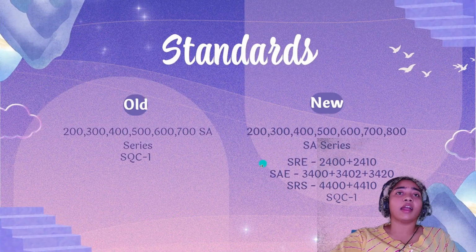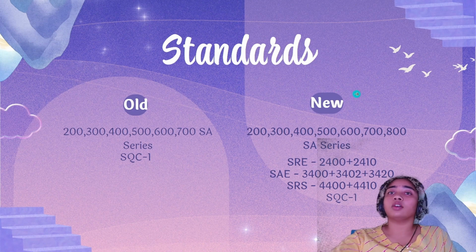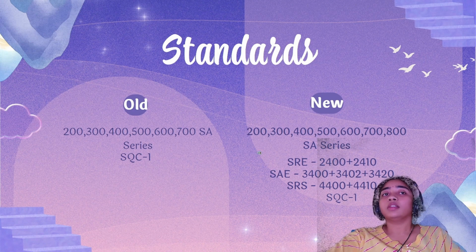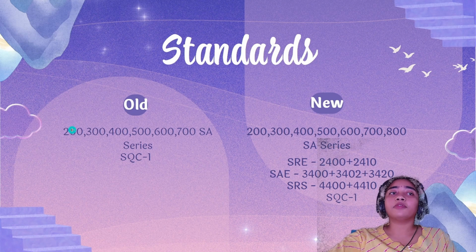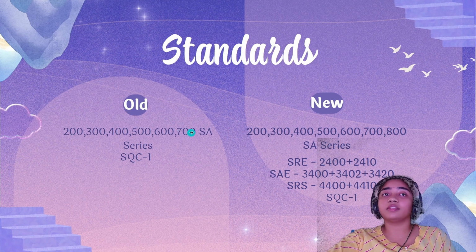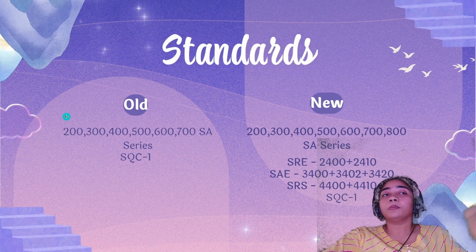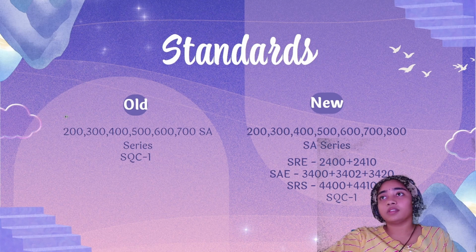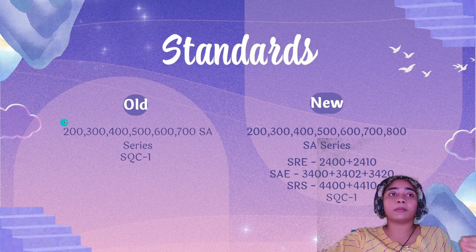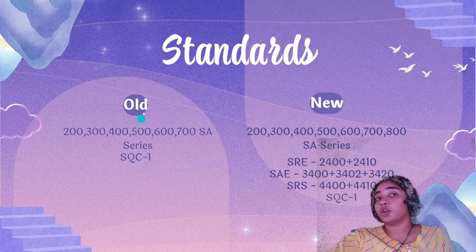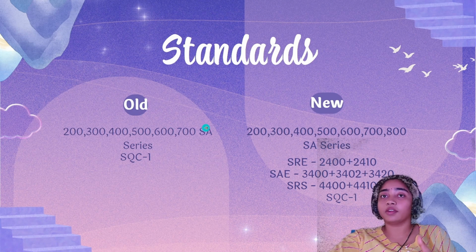With regards to the standards, in the old syllabus, that is till November 23, we have the 200 to 700 series. This is what a normal audit cycle is: pre-acceptance or pre-engagement activities and planning, risk calculation, and then collecting the audit evidence, using the work of others, and then forming an opinion.